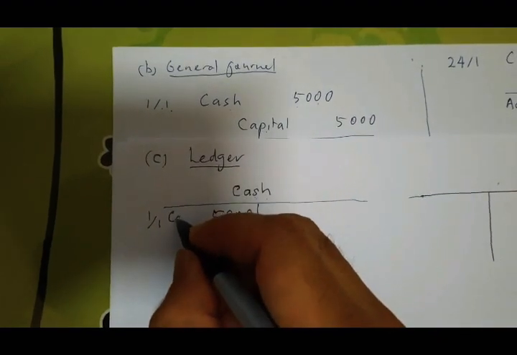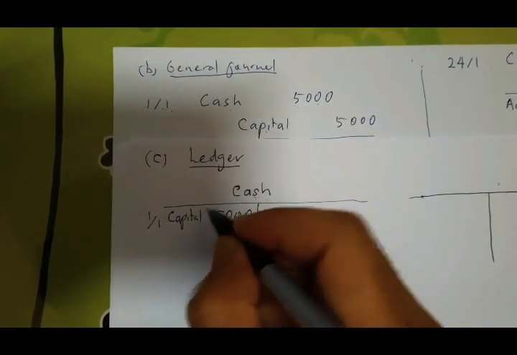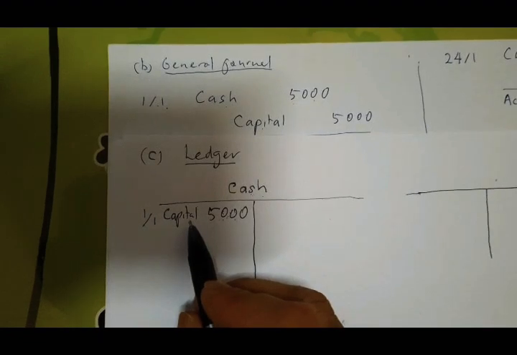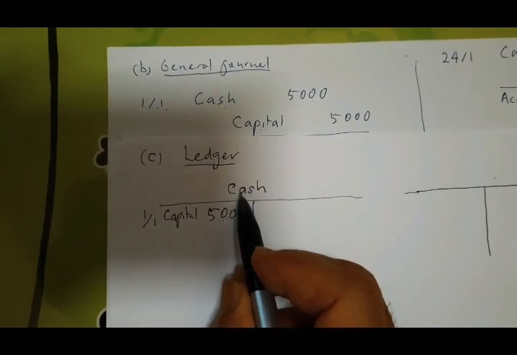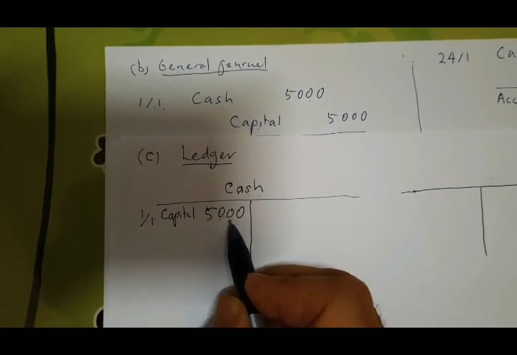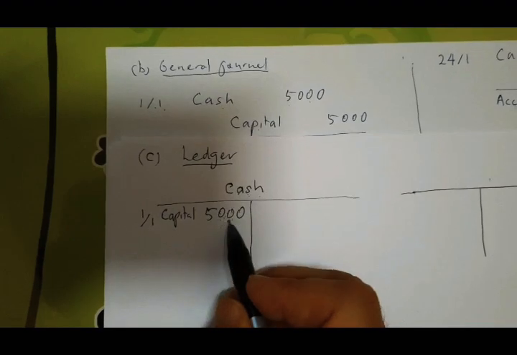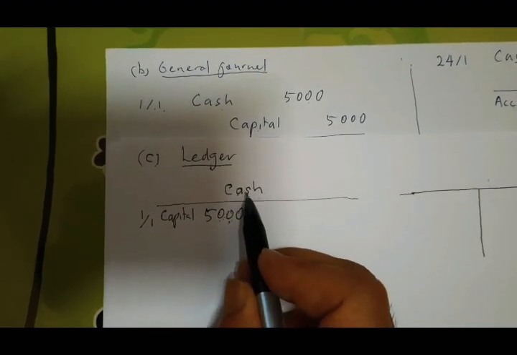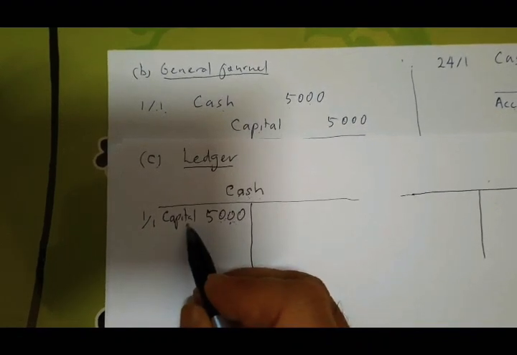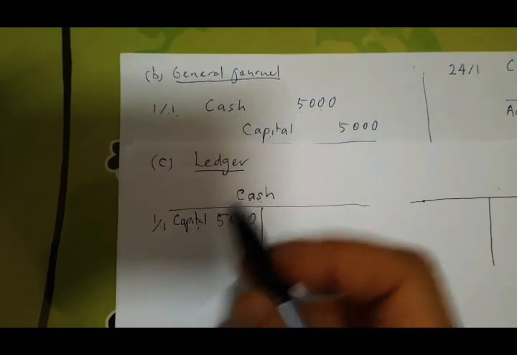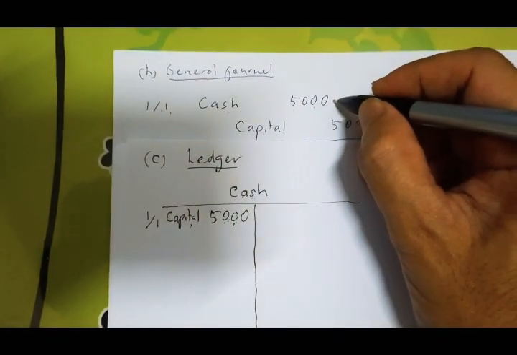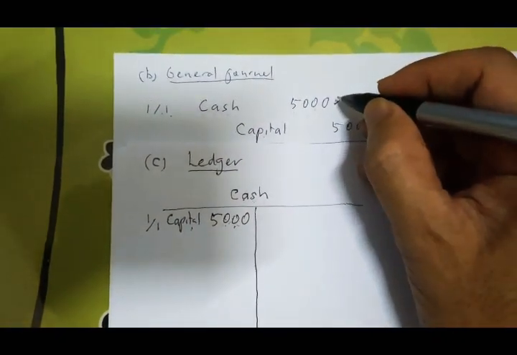You write here capital. Why should you write capital here? Because this is account cash, and this is the debit entry. You know that you debit account cash 5,000. Why does this business debit cash 5,000? Because of an increase in capital. So this is done. You can tick this entry.